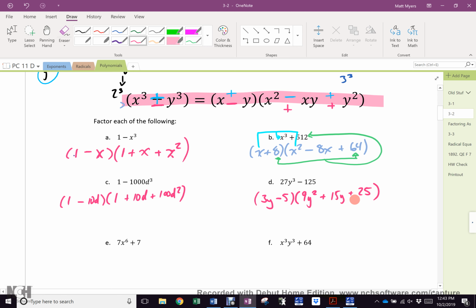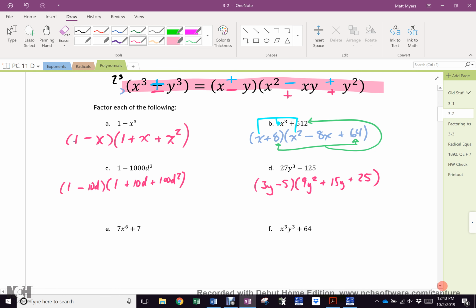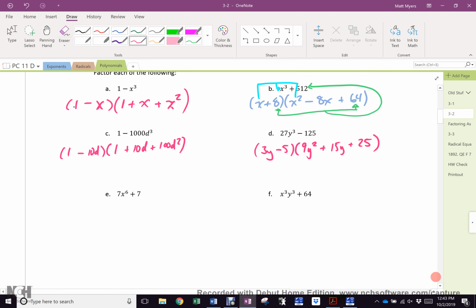Yeah? What's wrong with E? 7 and 7 aren't cubes. So what should I do? If it doesn't work with what I want to do, what is the thing I should make sure I have done? I should simplify that. How? I should GCF that. What is the GCF? So what comes out? Now, can I forget about 7? No, I got to leave it there.